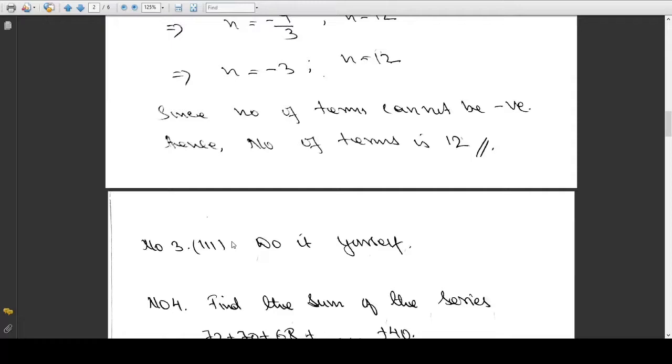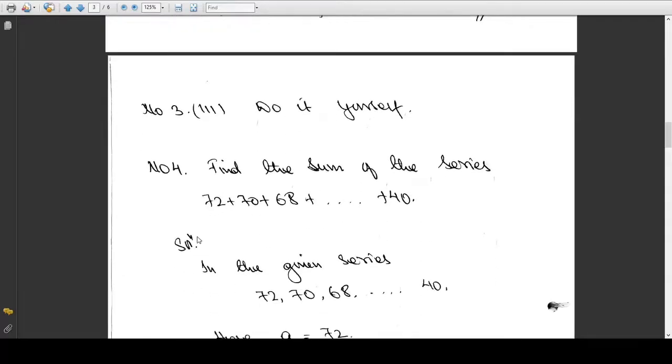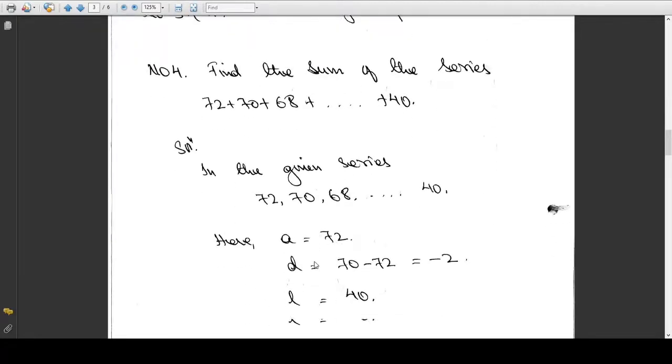Now number 3, from number 3 you do it by yourself, and now we'll proceed ahead with number 4. Find the sum of the series 22, ..., where the last term is 40. First term is 22, last term is 40. We'll just use the formula.